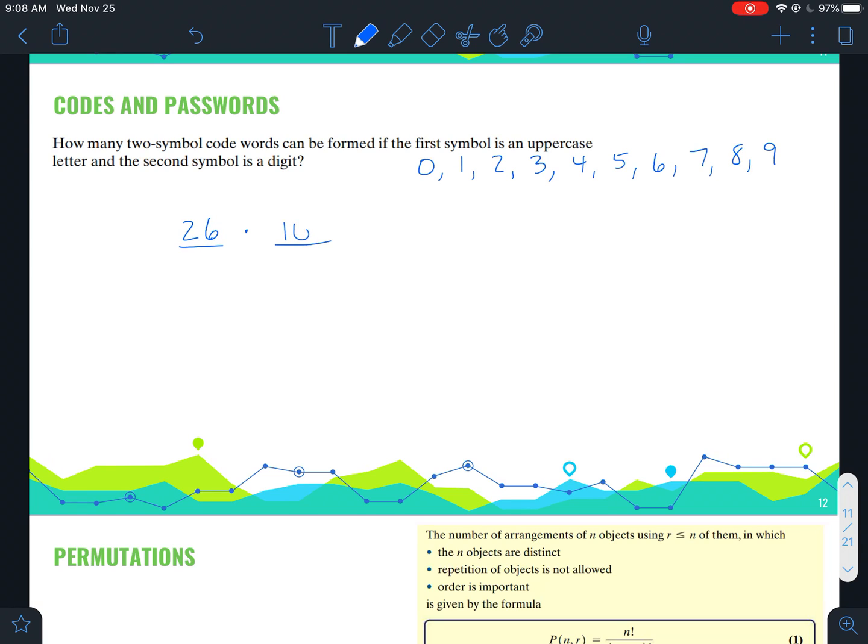So you have 10 different digits if you count all of those. So how many different passcodes could you have? It would be 260.